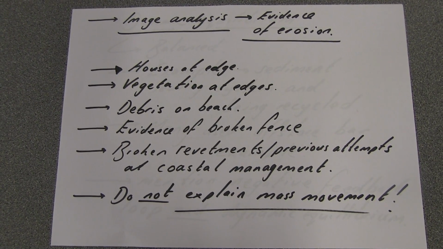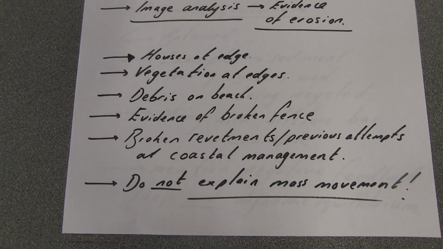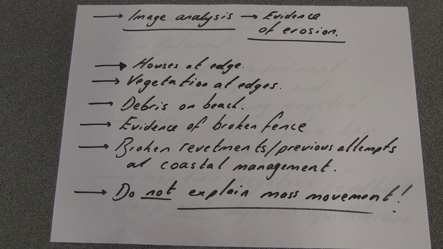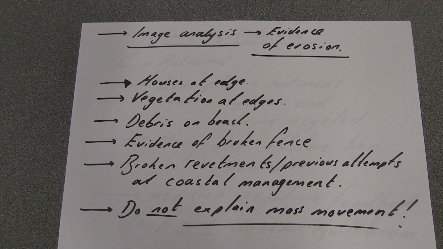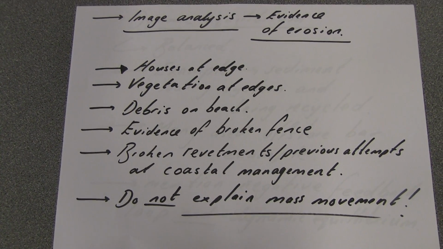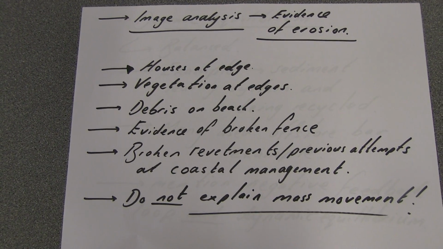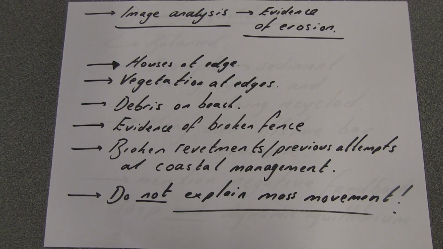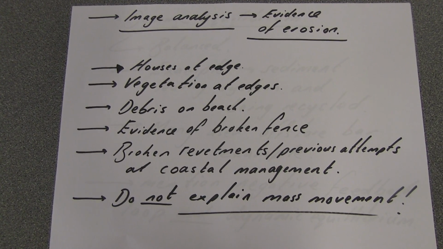You've also got in the background some evidence of broken revetments. Some of you put groins, and that's fine, I think I accepted that within this exam answer, or that there were some previous attempts at coastal management. If they've made previous attempts at coastal management, obviously that tells us that there is erosion occurring on the coast. Now I've underlined this: do not explain mass movement, okay, it's all about boxing the command word.